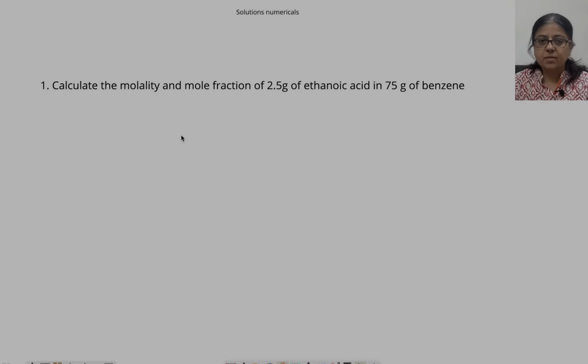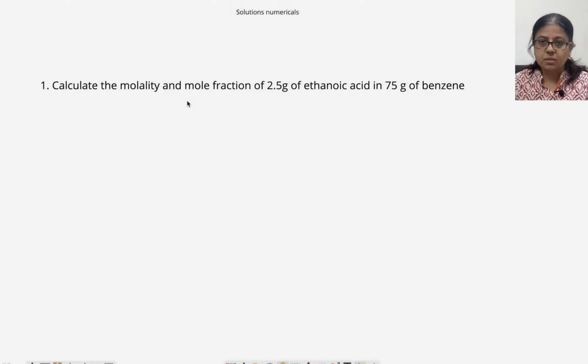And yesterday we discussed the formulas related to the concentration expression terms, but today we will discuss some NCERT questions related to the solutions chapter, from the expression of concentration of the solution. So let us discuss the first numerical here. Calculate the molality and mole fraction of 2.5 gram of ethanoic acid in 75 gram of benzene.